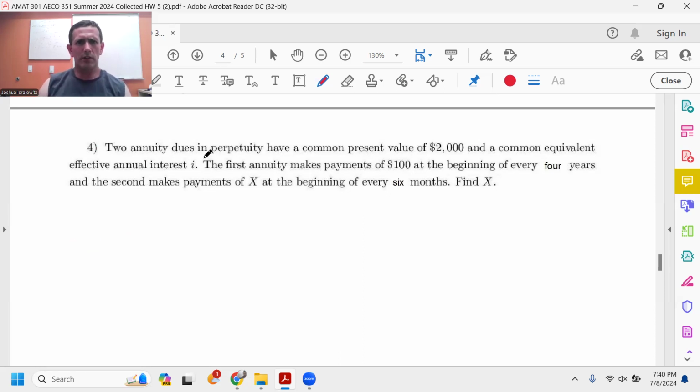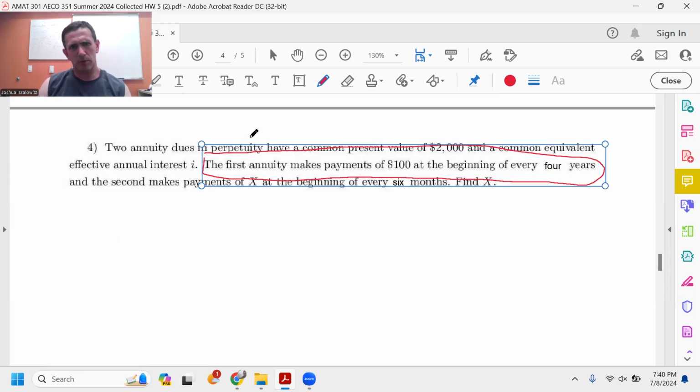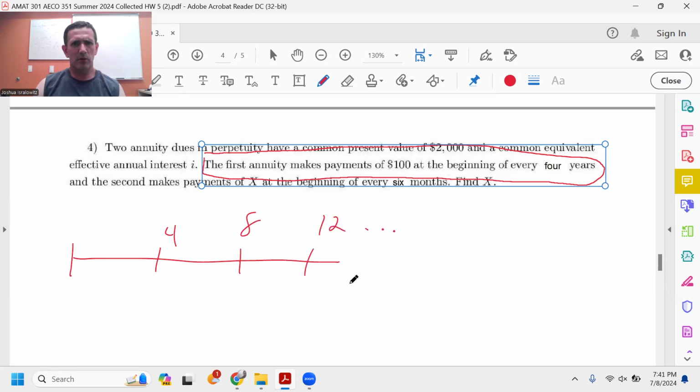First, the first annuity pays 1,000 at the beginning of every 4 years. So this is just a plain vanilla annuity in perpetuity, but since it's the beginning of every 4 years, it's an annuity due. I'm telling you what the time periods are, every 4 years, so you don't have to draw a time diagram. It really doesn't make sense, there's no point. I will do it anyway, just to emphasize my point.